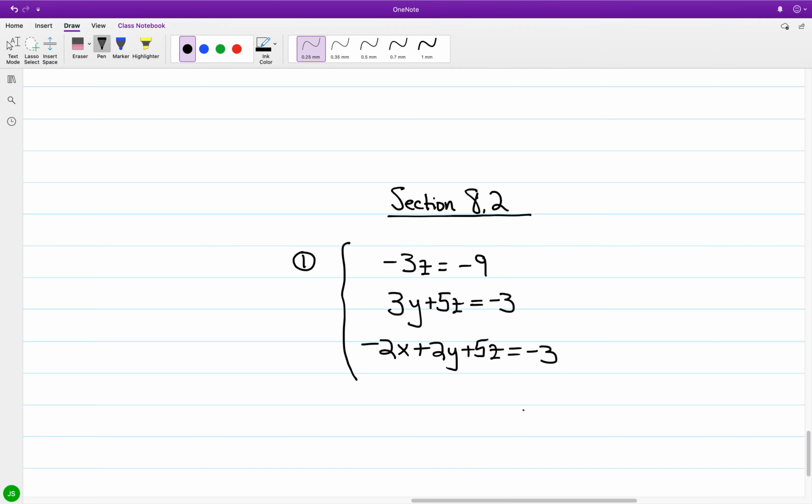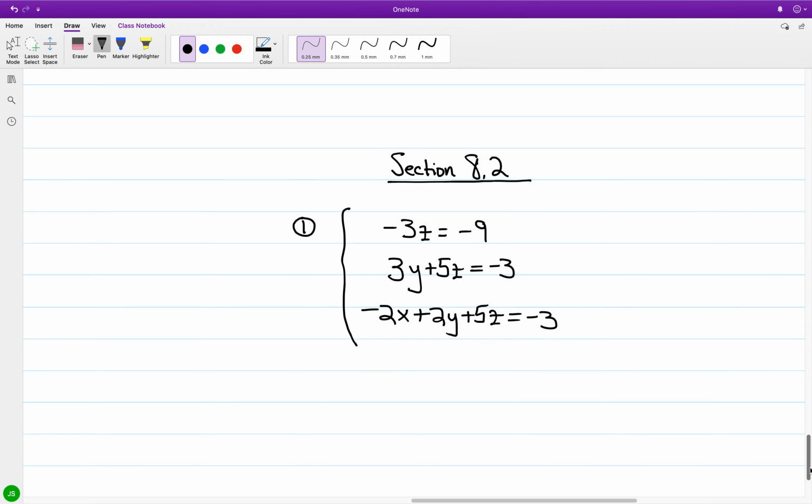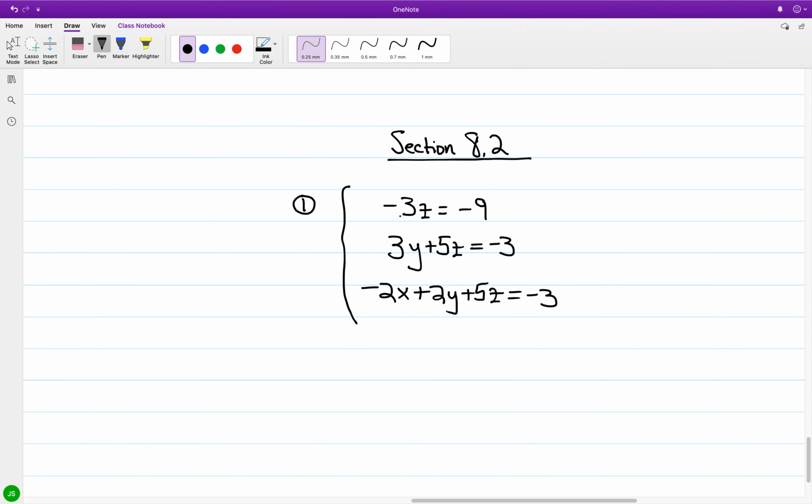Okay, for what we have in section 8.2, we have a couple of problems where each is going to be a system of three equations. In number one, we're looking at solving for x, y, and z. Among the equations, we have negative 3z is equal to negative 9. Also, we have 3y plus 5z is equal to negative 3. And we have negative 2x plus 2y plus 5z is equal to negative 3.